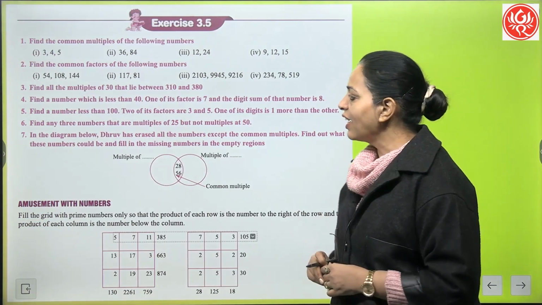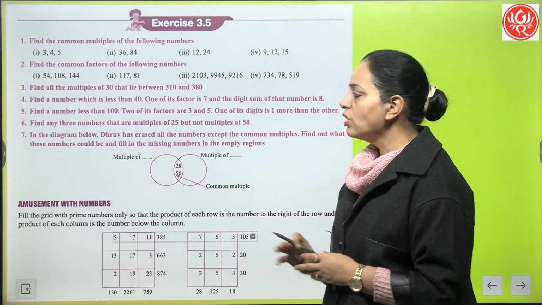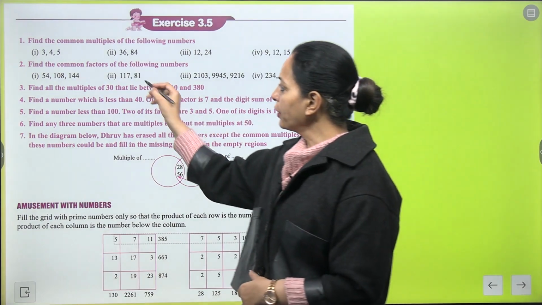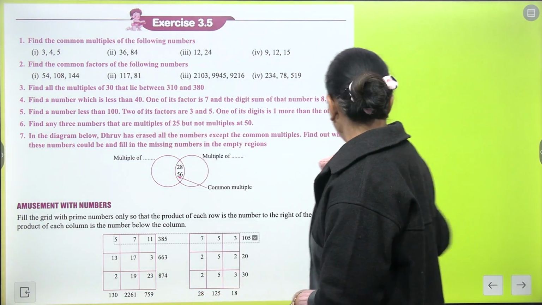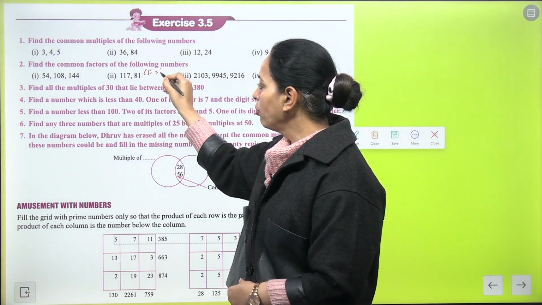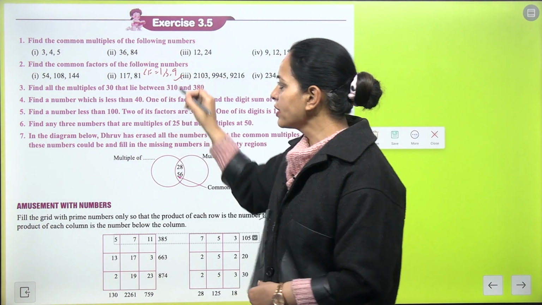Now the next exercise 3.5, based on such type of examples, you can try these ones. So common factors are 1, 3 and 9. Similarly, you can try remaining parts, right?